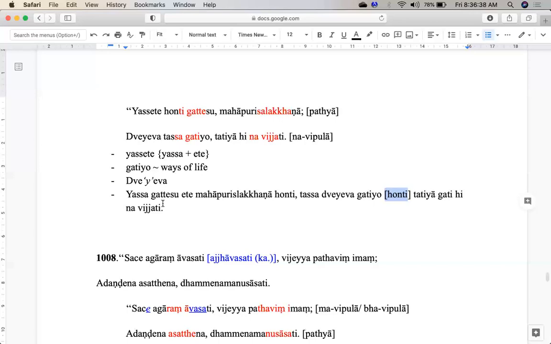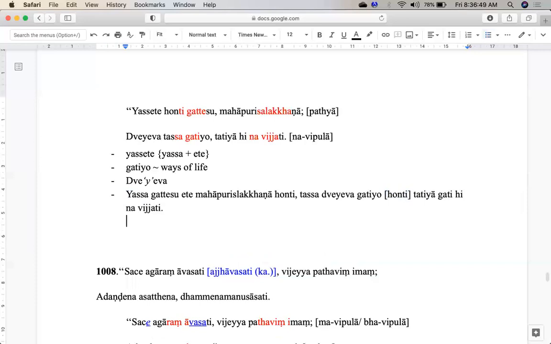So in this way, here yasa and dasa. When translating dasa, we can omit yasa. So for dasa, for the one. And also yasa is whose. Also gadesu, on whose limbs, also hondi, are these marks of a great man.